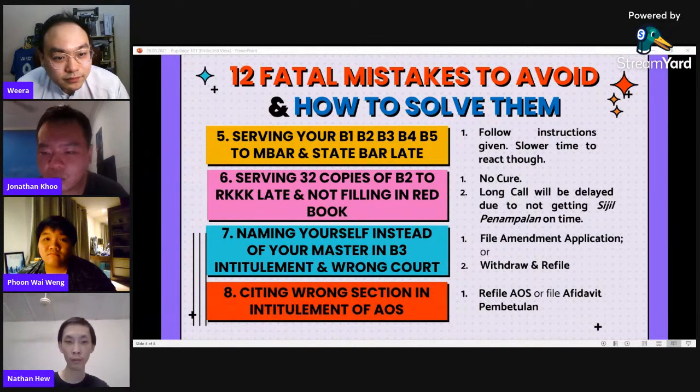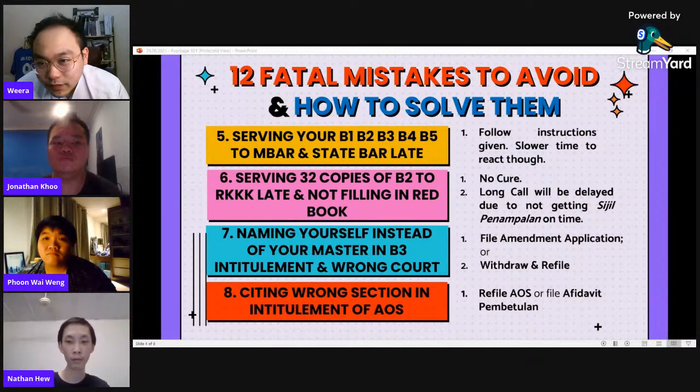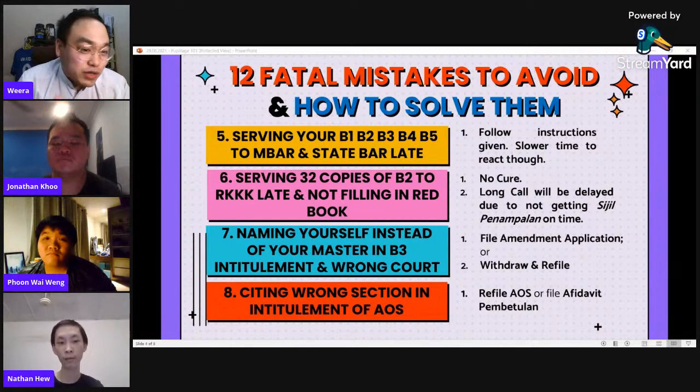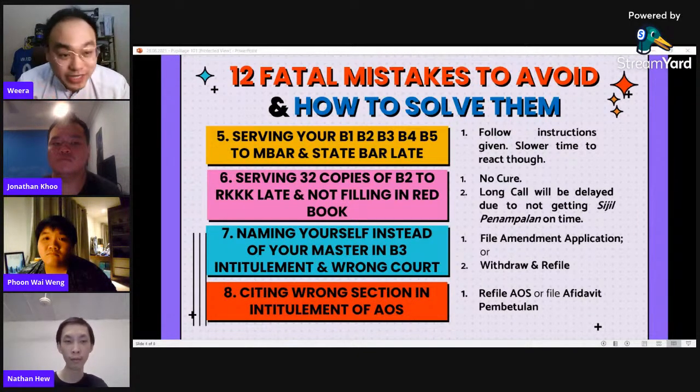Okay. Yes, and we are asked to repeat the correct procedure for point number 5, the order in which to file and serve up to short call. You mean for Borang 1, 2, 3, 4, and 5, is it number 5? Yeah. Okay, the order doesn't matter. I mean, the order meaning that whether you serve to the Malaysian bar first or the state bar or the AG first, it doesn't matter.